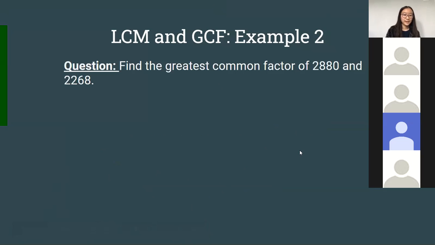Everyone find the greatest common factor of 2,880 and 2,268. This might take a while since they're very large numbers, so take your time.